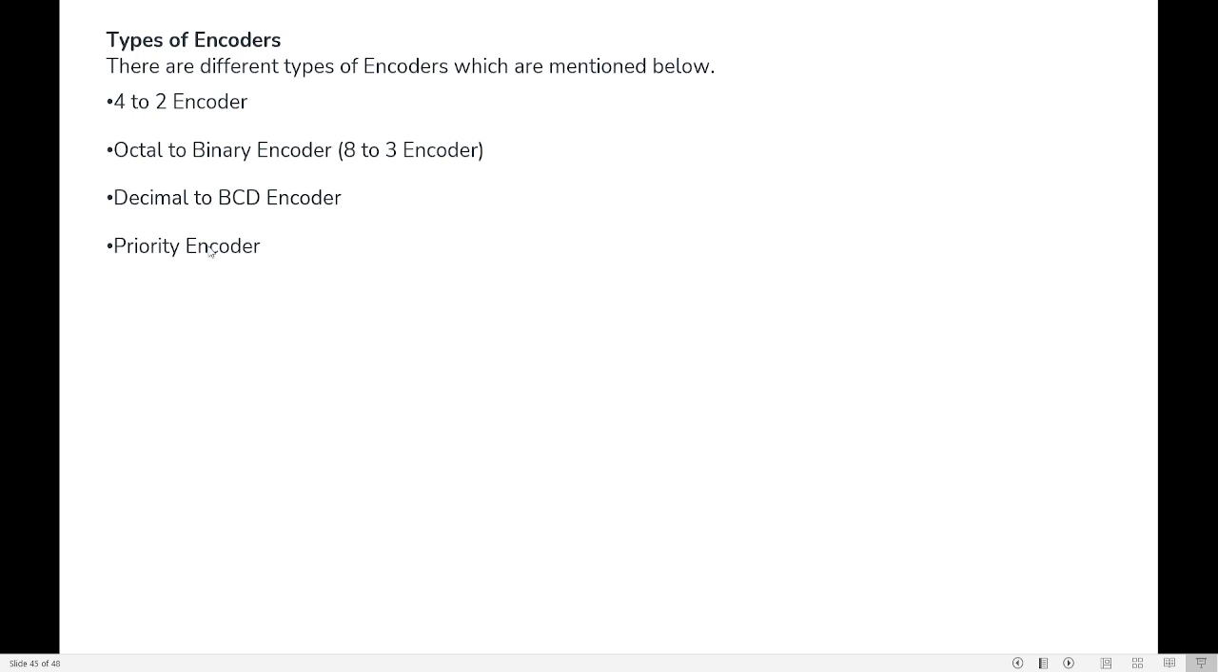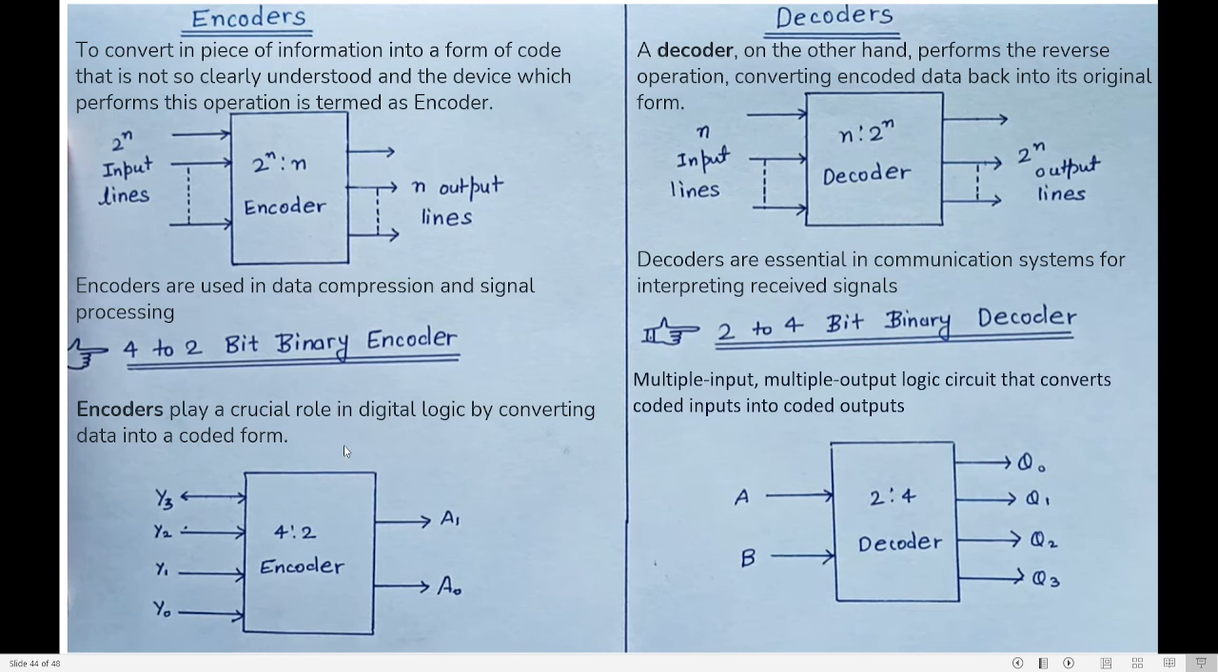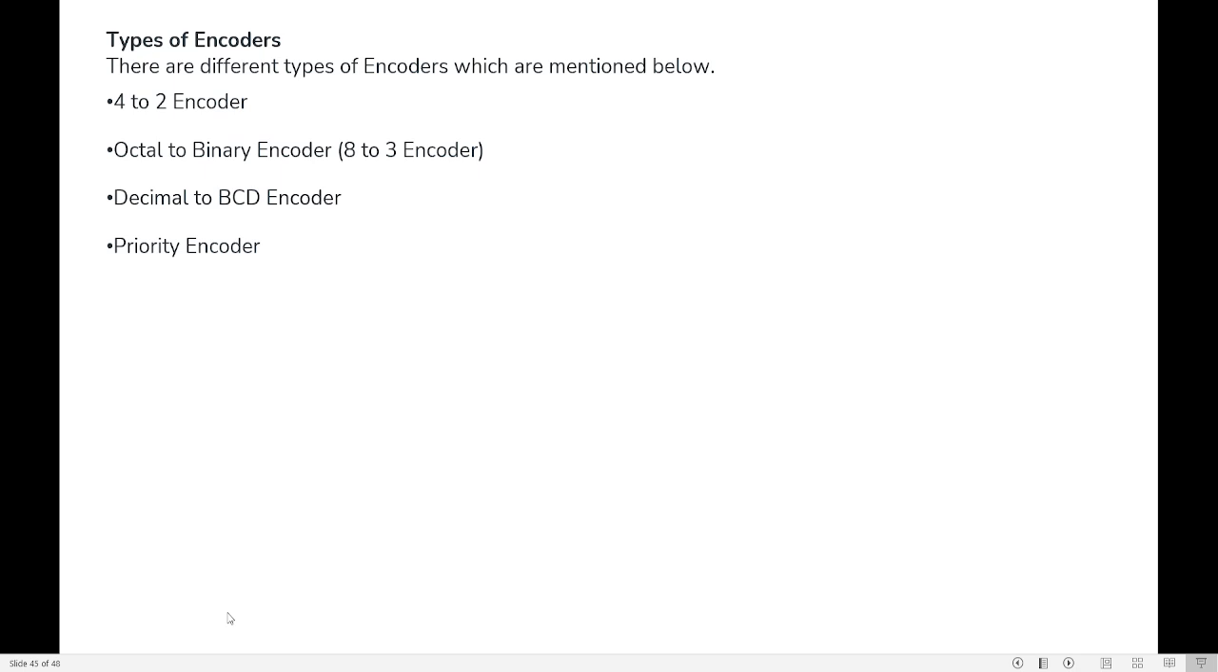There are four types of encoder. In the last three videos, we have seen the 4 by 2 encoder, octal to binary encoder, and decimal to BCD encoder. In this video, we are going to see the priority encoder. The one point that we need to remember in an encoder is that at any point of time, only one input will be high or active, and the rest will be zeros. That is the basic concept behind the encoder.